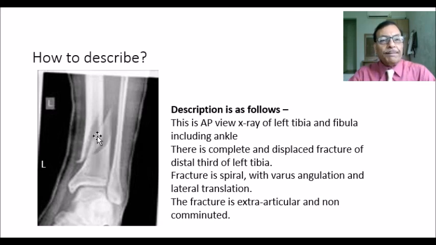How to describe this X-ray? This is an AP view X-ray of the left tibia and fibula, including the ankle. There is a complete and displaced fracture of the distal third of the left tibia. The fracture is spiral with varus angulation and lateral translation. So there is an angulation which is varus, so it has gone towards the midline, but the displacement is lateral, towards the fibula. And the fracture is extra-articular and there is no comminution.